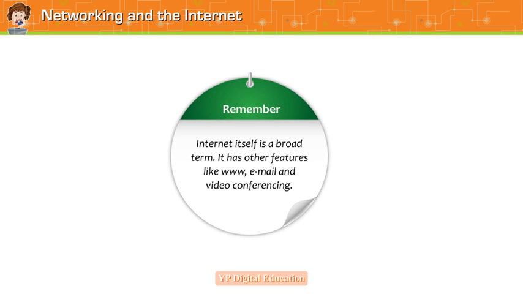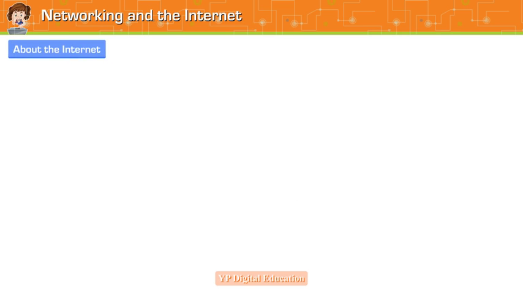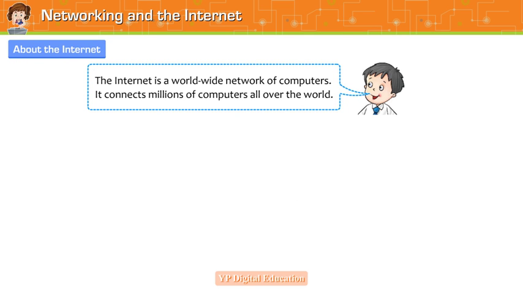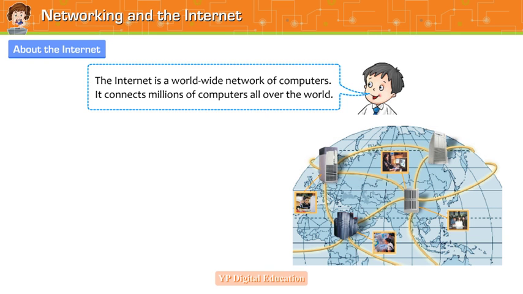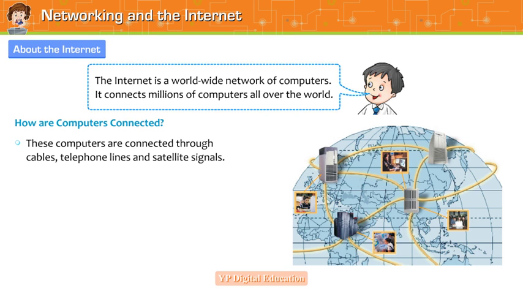Remember, Internet itself is a broad term. It has other features like www, email and video conferencing. About the Internet. The Internet is a worldwide network of computers. It connects millions of computers all over the world. How are computers connected? These computers are connected through cables, telephone lines, and satellite signals.